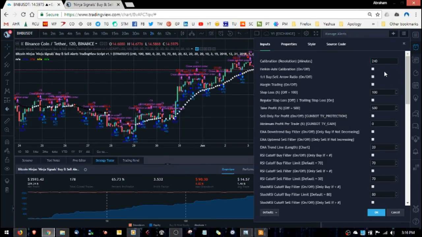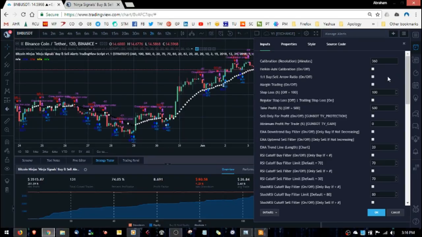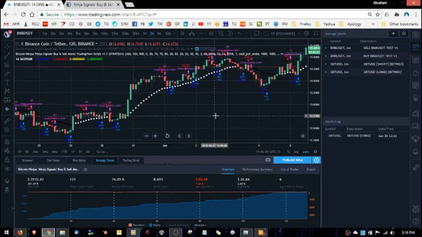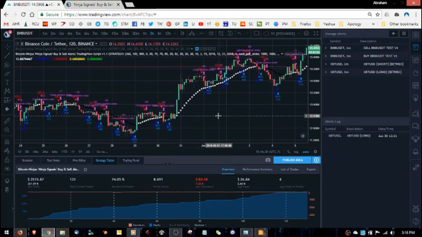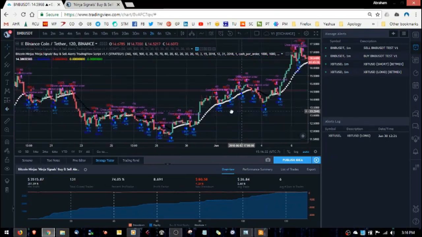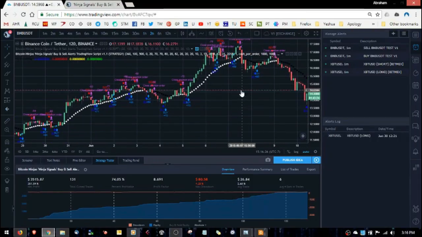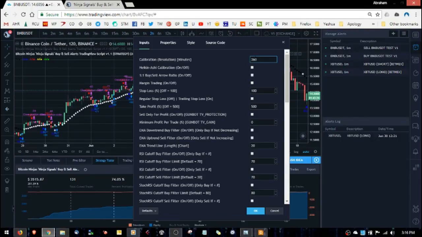240. Yeah, that's cleaning it up quite a bit. 60. I like to go by units of 60 and 30 and 90 and 120, and basically multiples of minutes, because that's how the candles work. And so since the calibration is using different candles as its settings, it can be very helpful in finding good configurations.